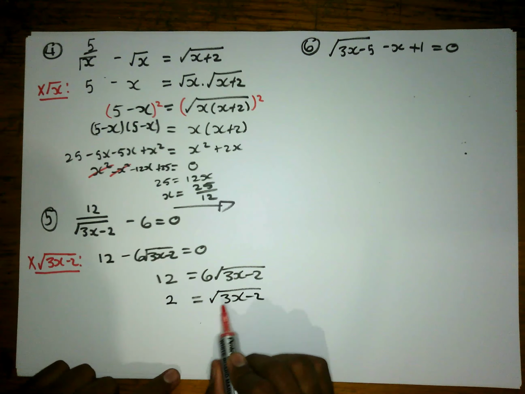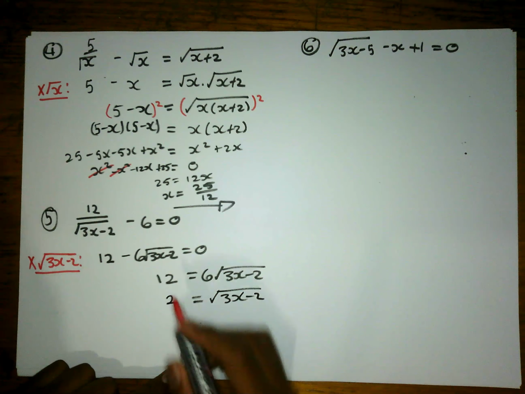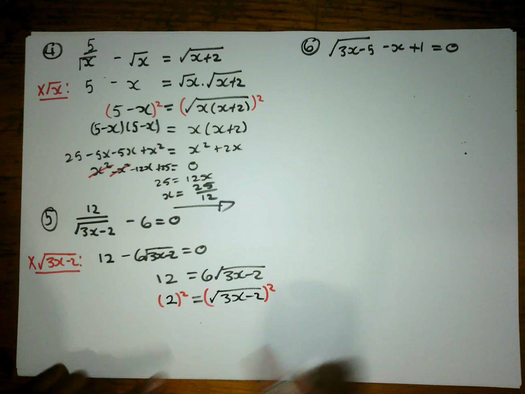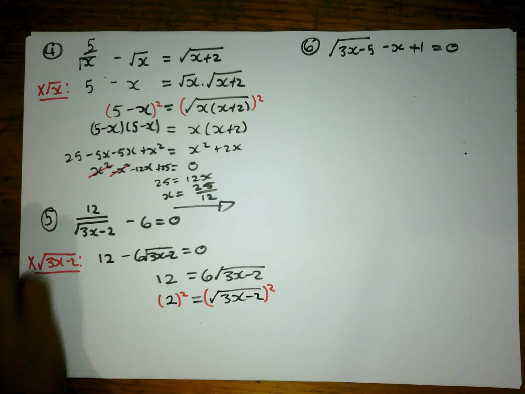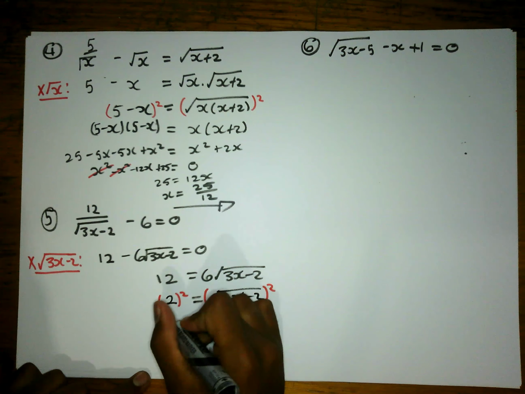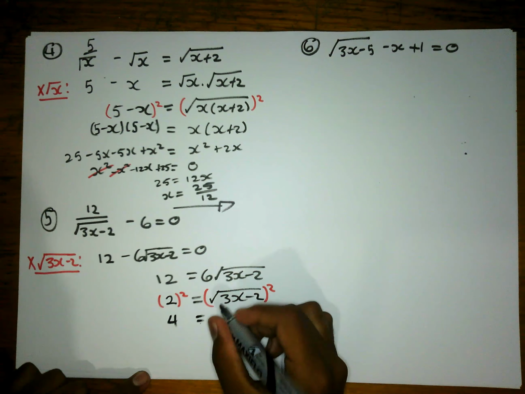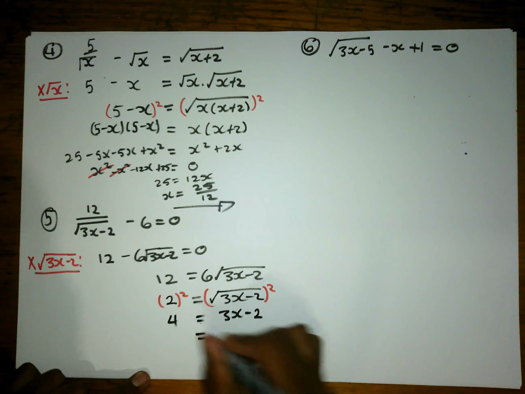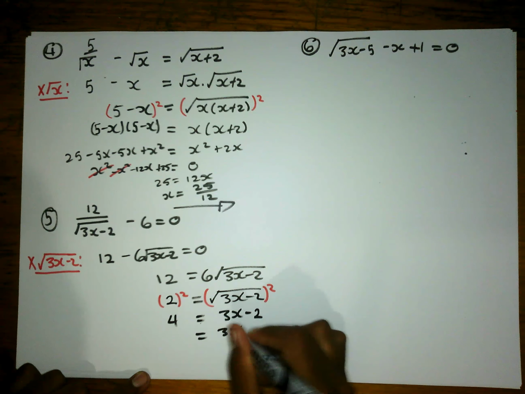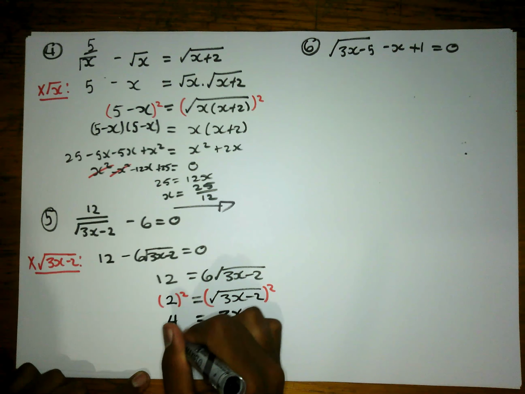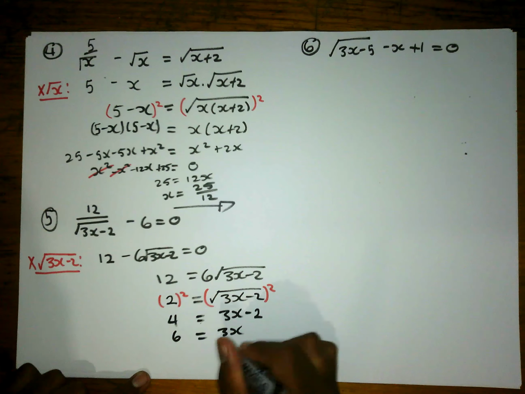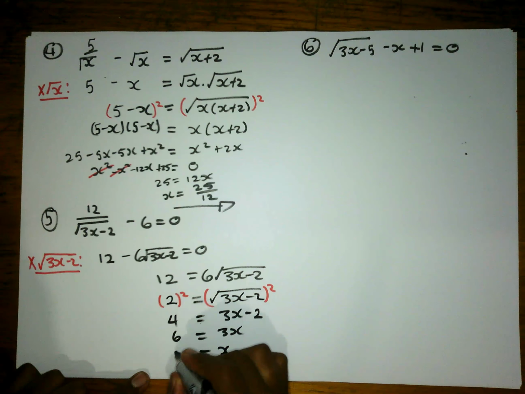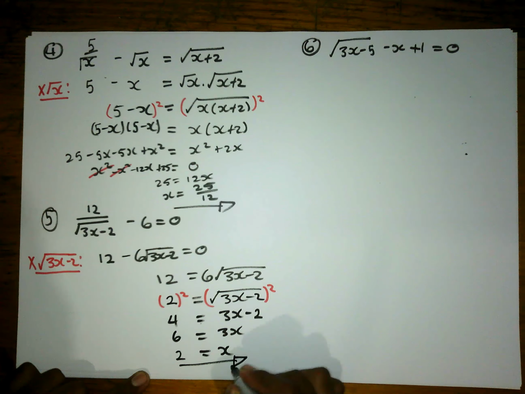So we have a square root here, and we have a number. Again, we square both sides. We are left with a 4 here, and a 3x minus 2 on that side. 3x here, 2 comes to this side, so 6x, and then let's divide by 3, that is 2. Straightforward.